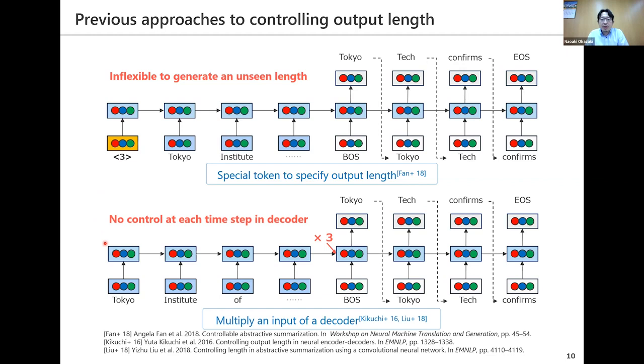The second approach multiplies the hidden vector with the desired output length. So in this example, where we want a headline of 3 tokens long, we multiply this hidden vector with 3. We expect that the norm of the vector gradually decreases as we compose the internal hidden vector in the decoder. However, it is impossible to control the remaining length exactly at each time step of the decoder.